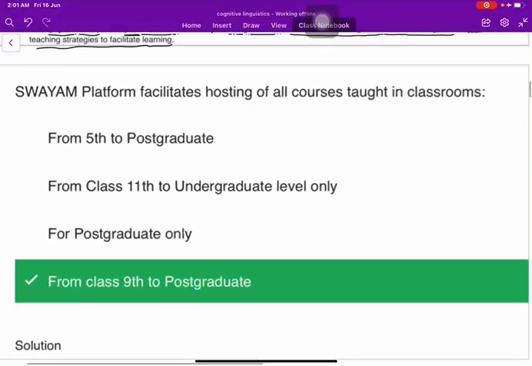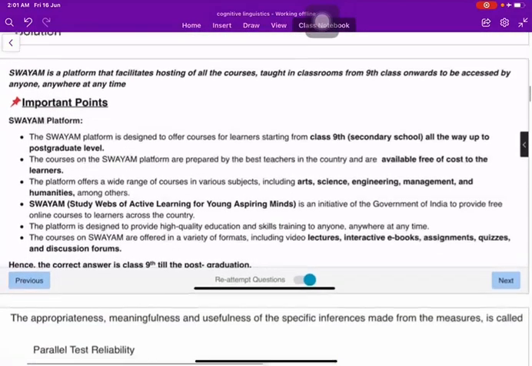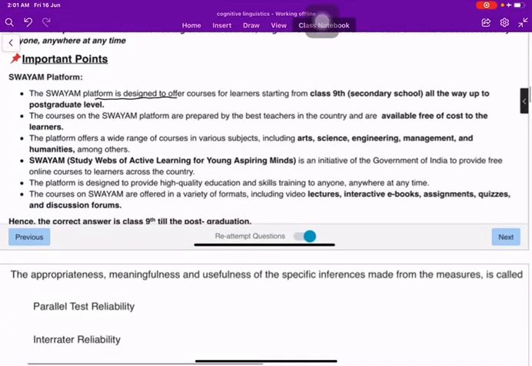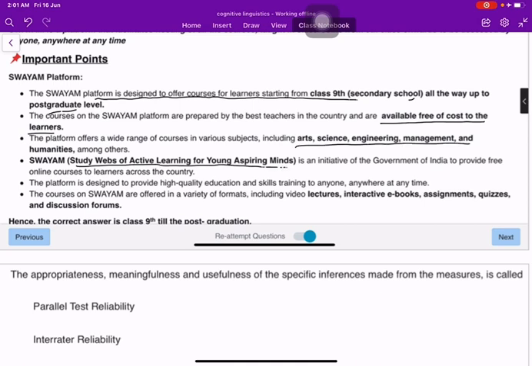Now, a Swayam platform facilitates hosting of all courses taught in classrooms from class ninth to postgraduate. The Swayam platform is designed to offer courses for learners from ninth to postgraduate, available free of cost for the learners: art, science, engineering, management, study webs of active learning for young aspiring minds. Skills training to anyone, anywhere, at any time, includes video lectures, interactive ebooks, assignments, quizzes, and discussion forums.